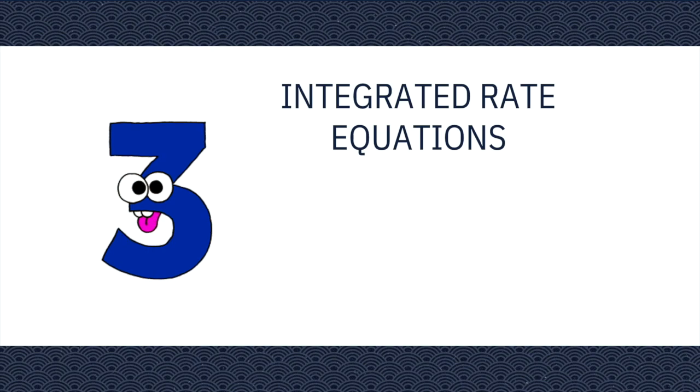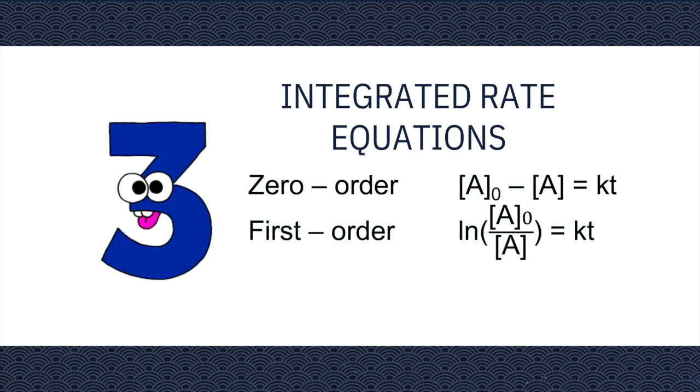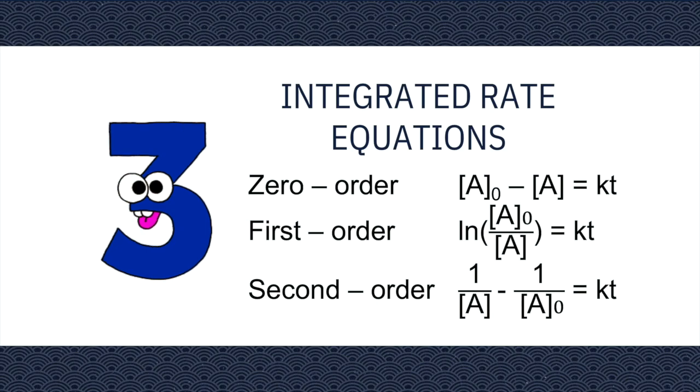There are three equations. The zero-order equation: A0 minus A is equal to kt. The first-order equation: ln A0 over A is equal to kt. The second-order equation: 1 over A minus 1 over A0 is equal to kt.